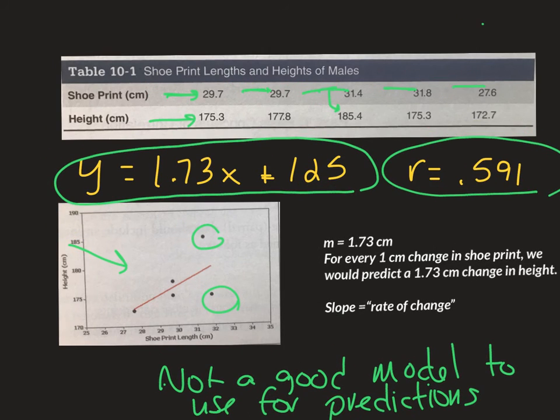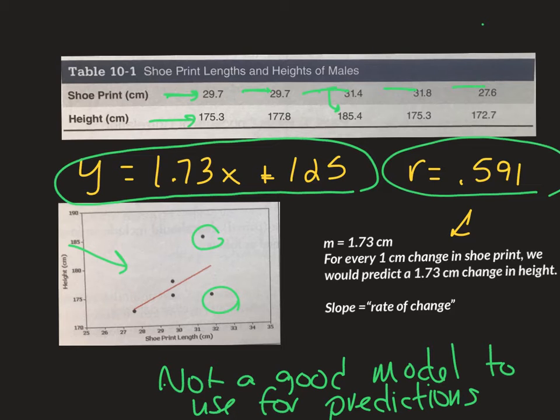I hope you can read that. It says, talking about the slope, I'm looking right here at the type part. The slope is 1.73 centimeters. I need you to understand what this means. Remember, slope is rate of change. For every 1 centimeter change in the shoe print, we would predict a 1.73 centimeter change in the height. Remember, the x is influencing the y. The x is the explanatory variable, it explains how the y gets its value.